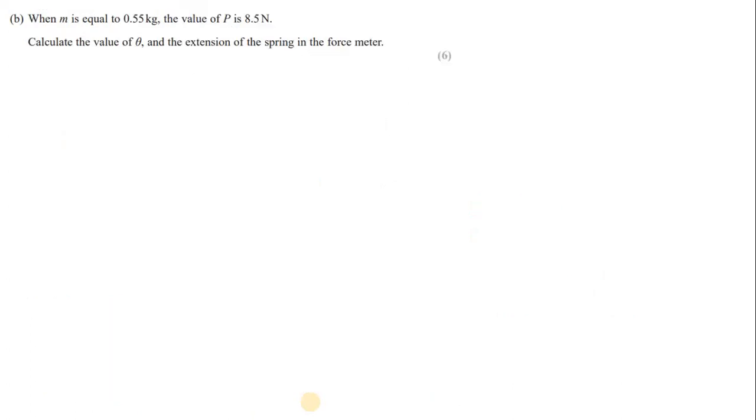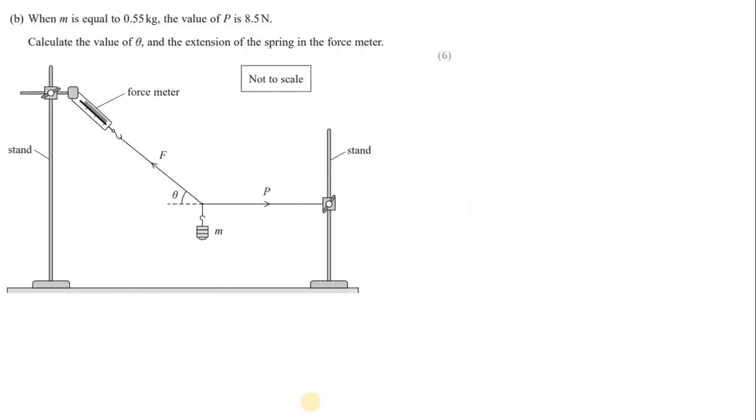When m is equal to 0.55 kg, the value of P is 8.5 Newton. Calculate the value of theta and extension of the spring in the force meter. Now, the force has changed. That is not given, of course, because they put some mass m. Now they have given us mass 0.55 kg and the value of P. And they're asking us, if mass is 0.55, the P is 8.5, then find the value of theta and the extension.